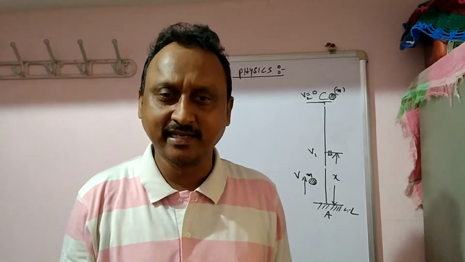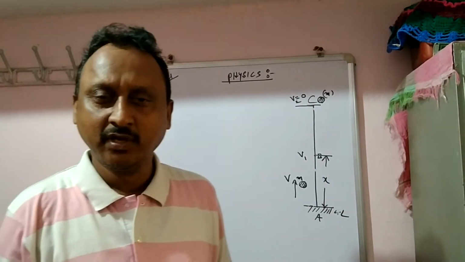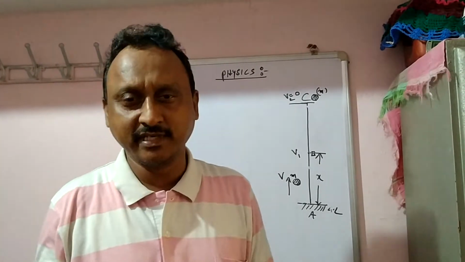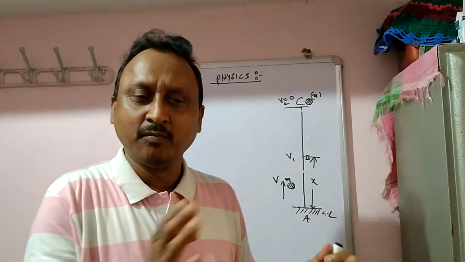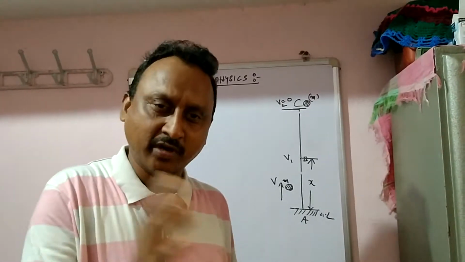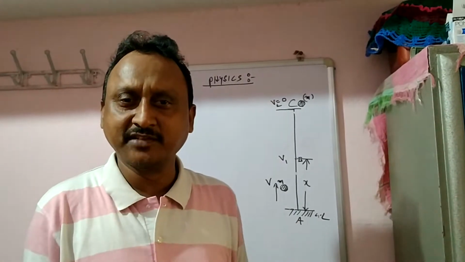According to Einstein's theory, energy can be neither created nor destroyed. The total energy in the universe is constant, and energy can be transformed from one form to another, that is, potential to kinetic, kinetic to potential, mechanical to sound. Like this you can transfer the energy.